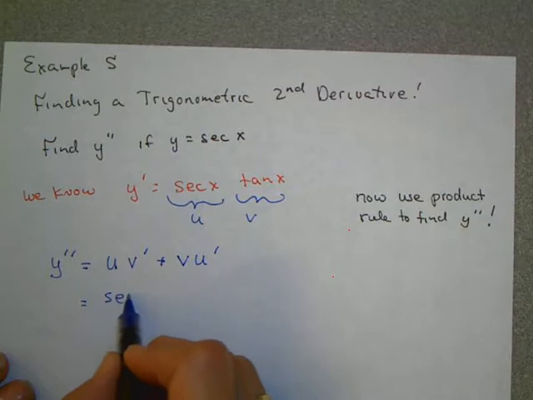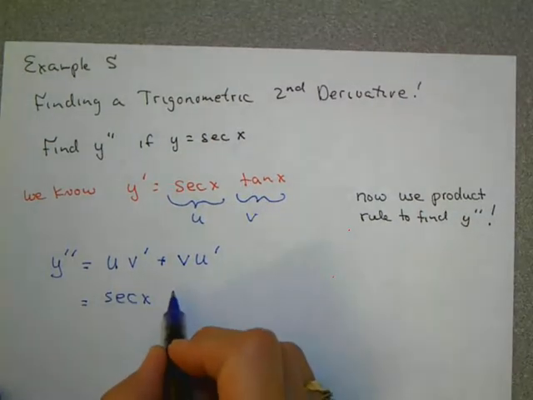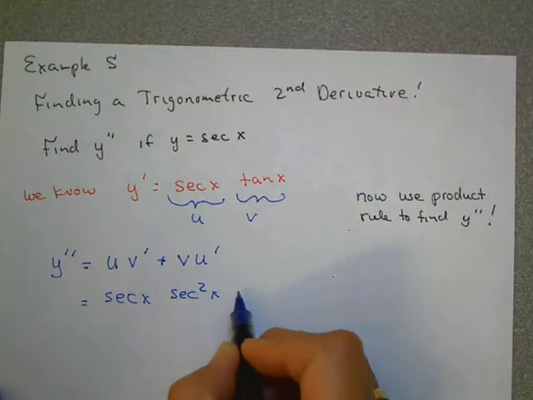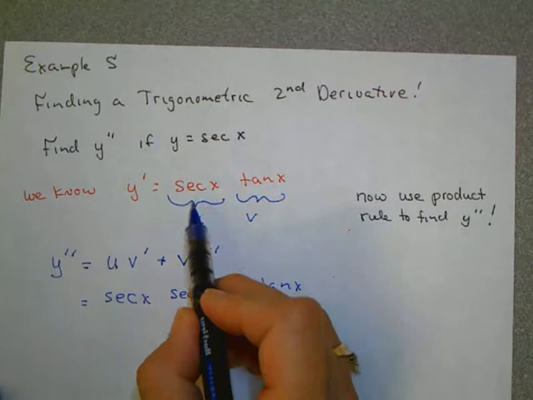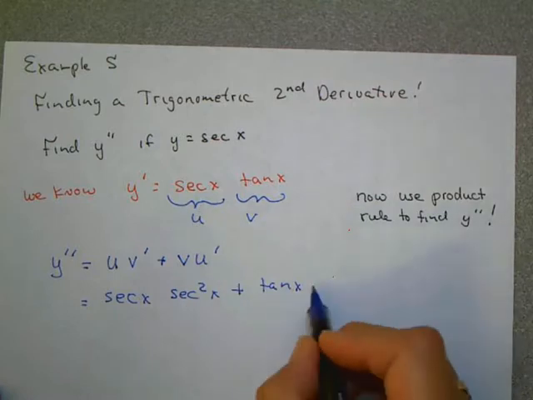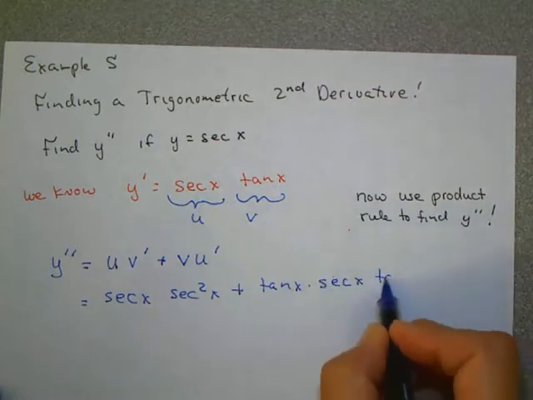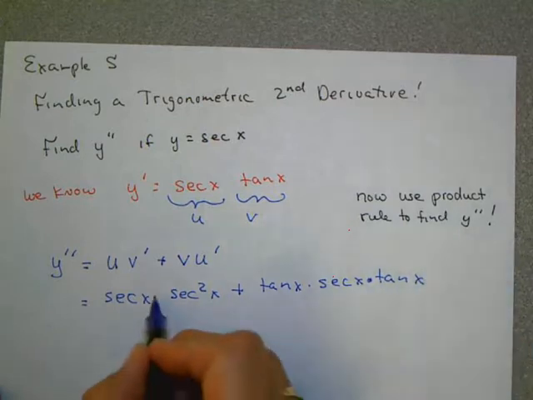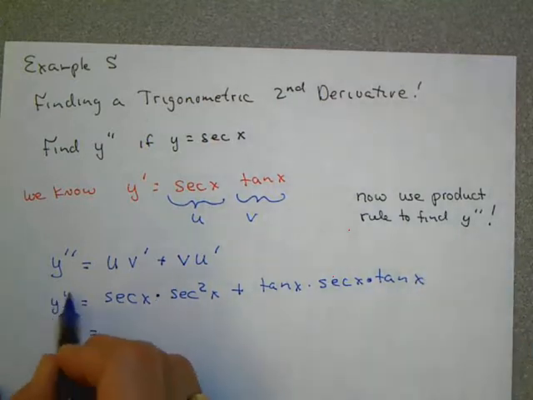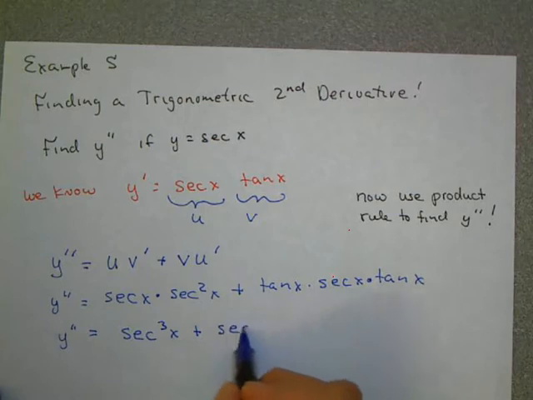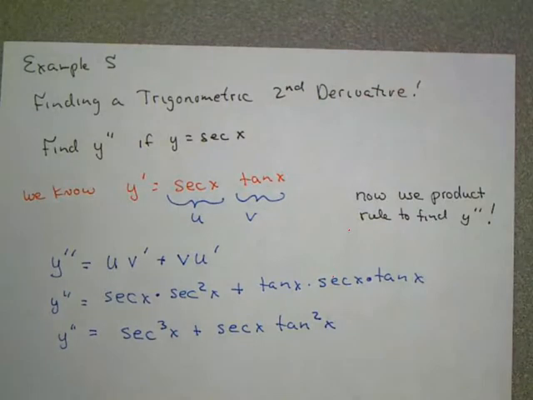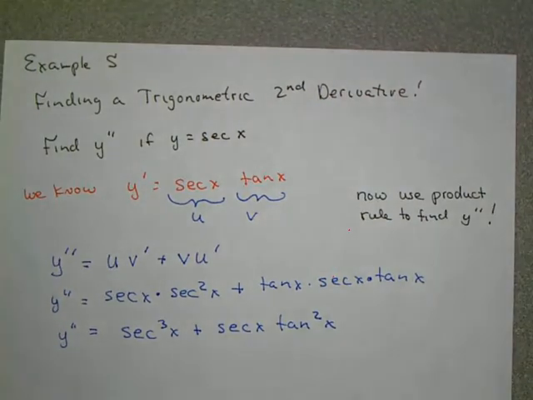So I'm going to write down my first, the secant of x, and the derivative of the tangent is the secant squared of x, plus, now I'm going to take the second, the tangent of x, and then the derivative of the first. Derivative of the secant is the secant of x, the tangent of x. And you can just write them all out like this in a row. And now y double prime is the secant cubed of x plus the secant of x times the tangent squared of x. So I can write it this way as my final derivative.